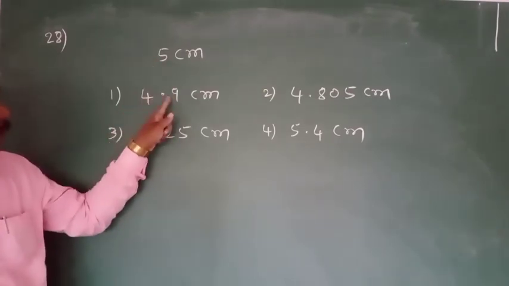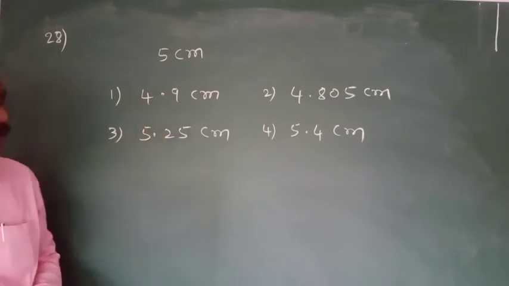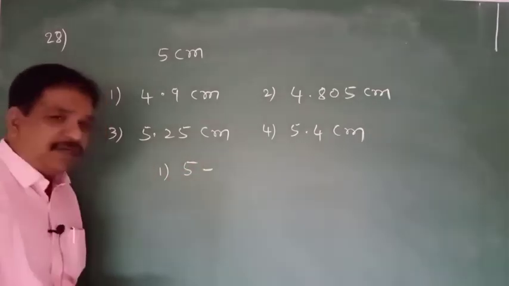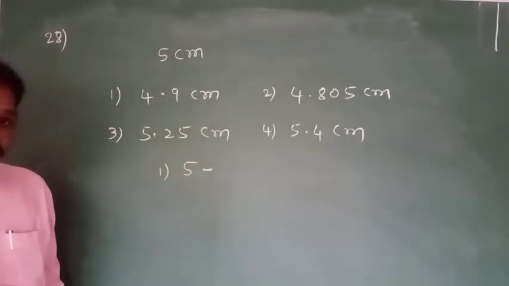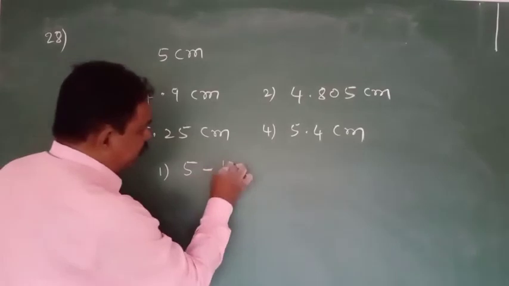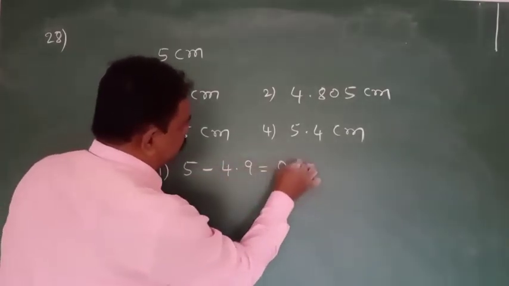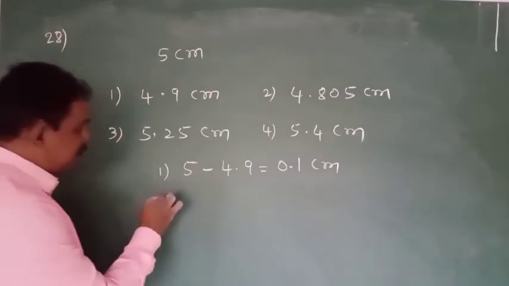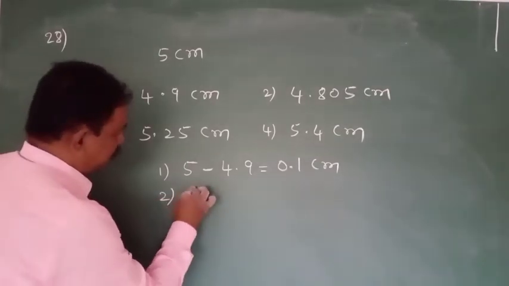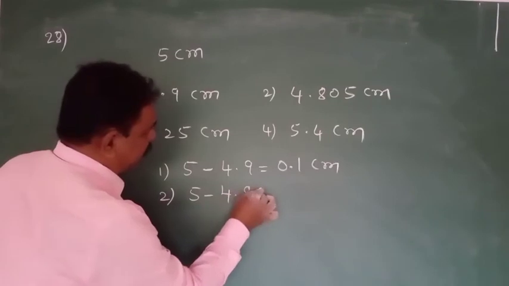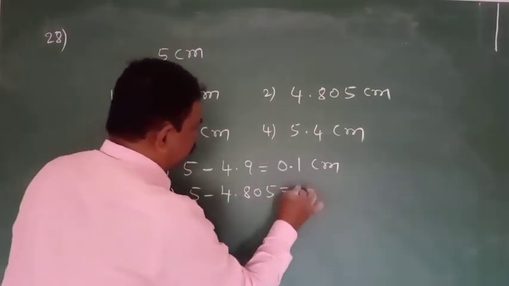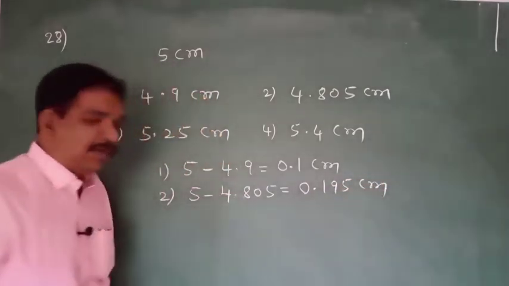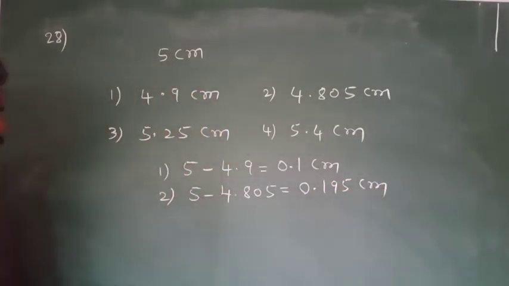5 minus 4.9 is how much? 0.1. Actual reading is 5 only. What is the measured reading? 4.9. So this will be 0.1 centimeter. In the second option, 5 minus 4.805, this will be 0.195 centimeter. Okay, isn't it?